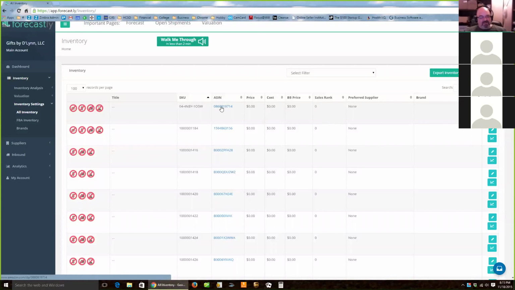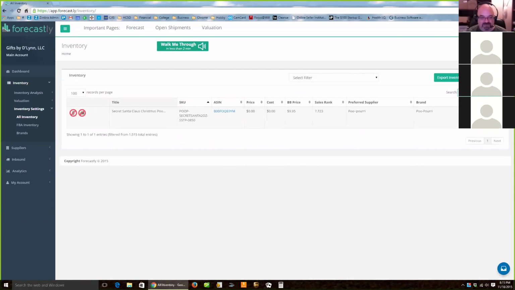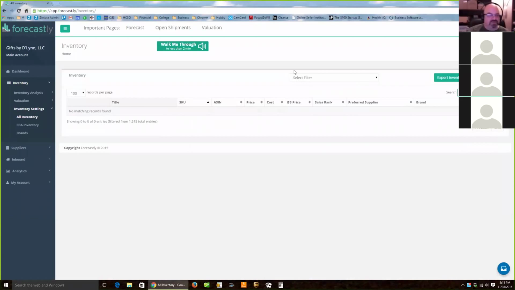It's got a hot link to the actual listing, and now you can see what each of these icons are. So it's marked as ignored. There's no cost data included for this item, no inbound shipping costs, no lead time. So obviously you want nothing in this column for the items that you really care about. And it does have filters, so you can see just the ignored ones, or just the ones without cost, or just the ones with no service level. And then a search box, so if you want to search for the stuff that I sell, you could type it here.